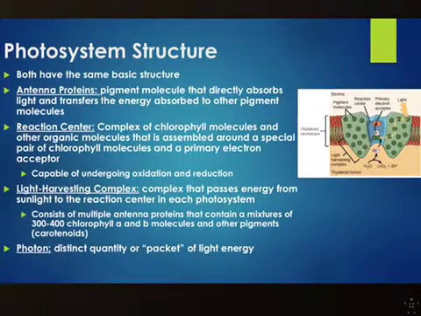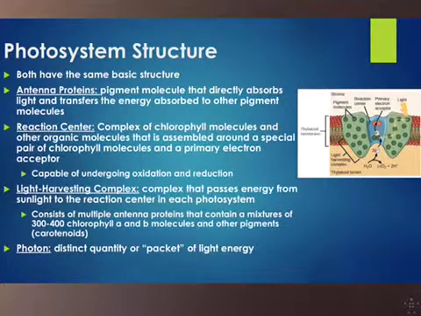So your photosystem structure, this doesn't really matter. This is about the same for 1 and 2 here. They both have antenna proteins. They both have a reaction center. They both have light harvesting complexes, and they both deal with photons. So the light harvesting complex is this lighter green material, not the circles within it, but the lighter green materials on either side of it. And this is the complex that passes energy from sunlight to the reaction center in each photosystem. Your reaction center is this blue center area.